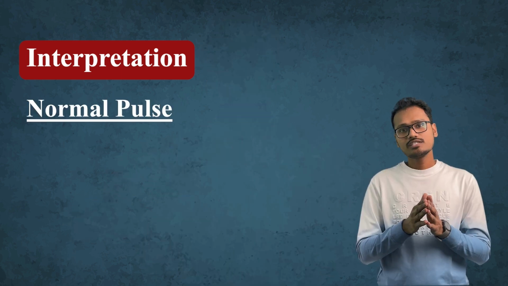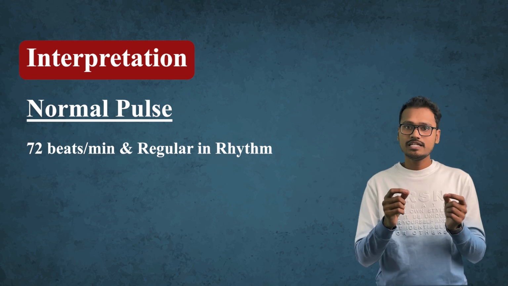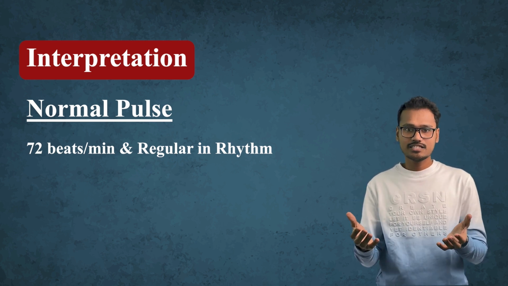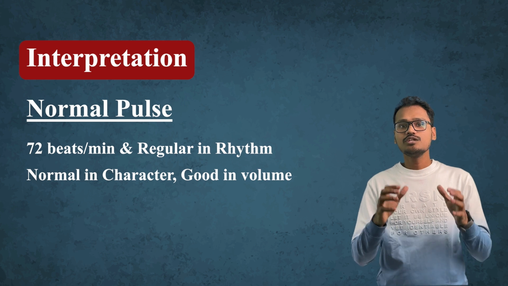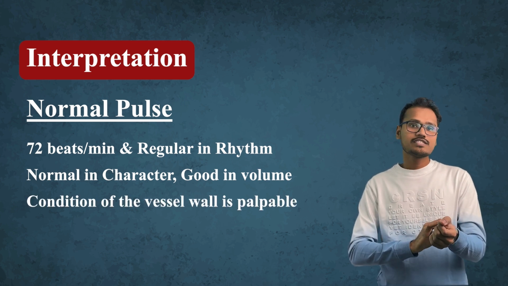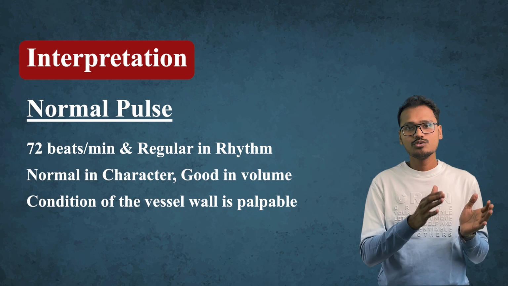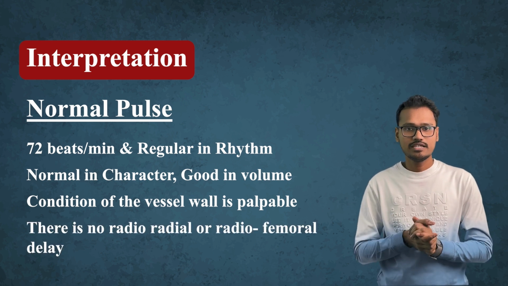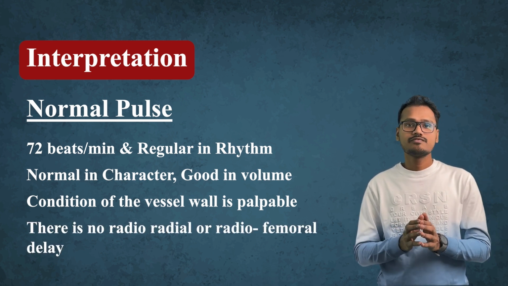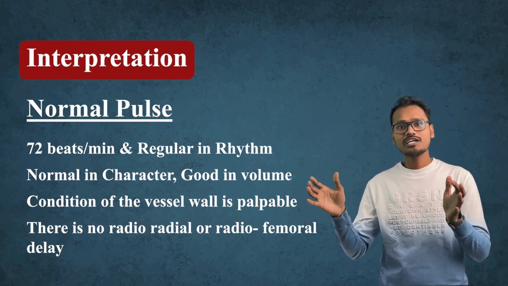If you are feeling no abnormality in the pulses, please do comment. Suppose everything is normal, I will give a comment for everything to be normal. But just in case you feel anything is abnormal, then you should definitely comment on it. So first let's try to explain it. It is 72 beats per minute. It is regular in rhythm, normal in character and good in volume. The condition of the vessel wall is just palpable and there is no radio-radial or radio-femoral delay. And the other peripheral pulses were palpable. So this is how the comment should be.